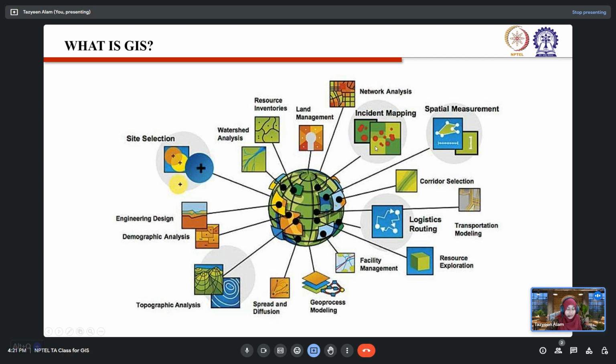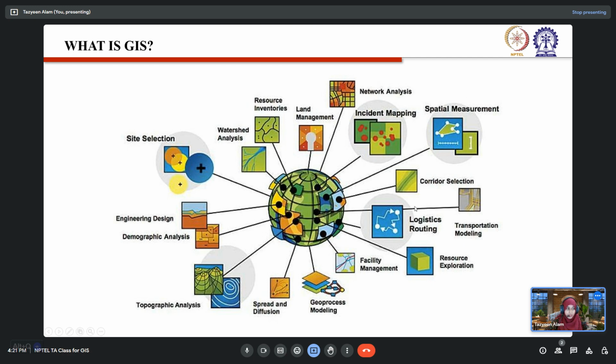Then we have incident mapping, because definitely there is so much of climate change. There are natural and man-made hazards which is taking place globally. So it is important that you can map in different incidences. Then you have spatial measurements, because we utilize measurement for construction as well as for various other purposes, including agriculture. So spatial measurement is also an important aspect.